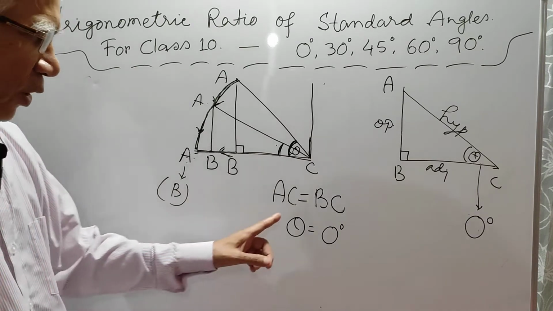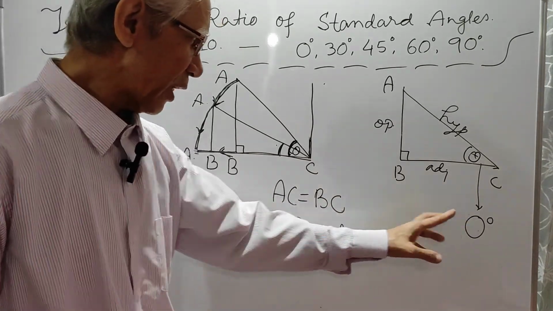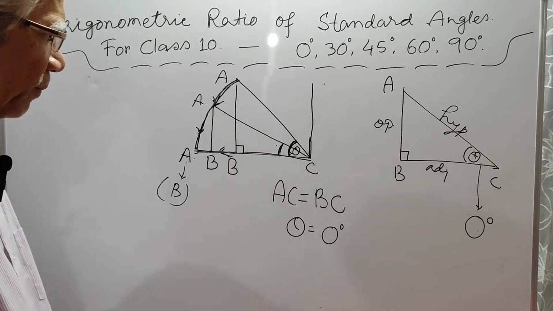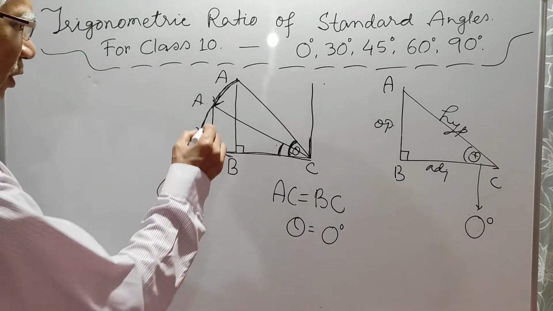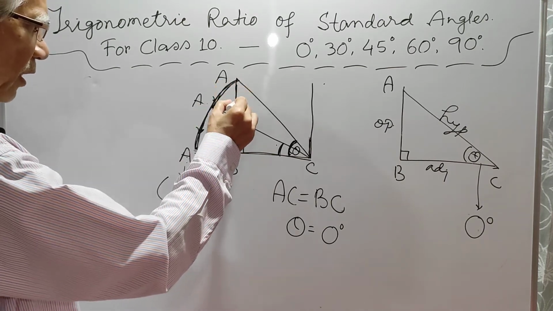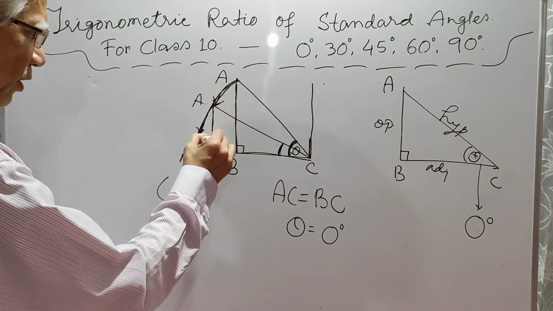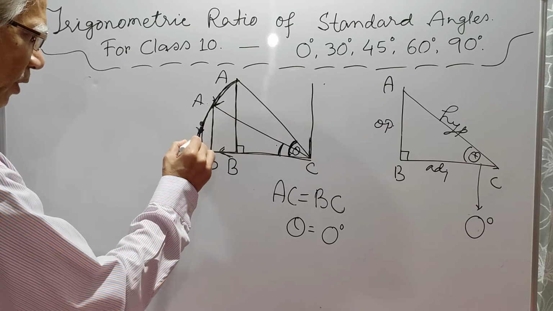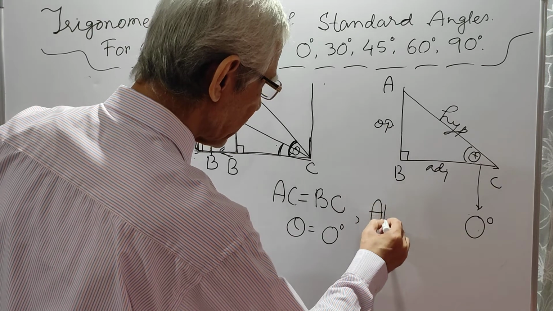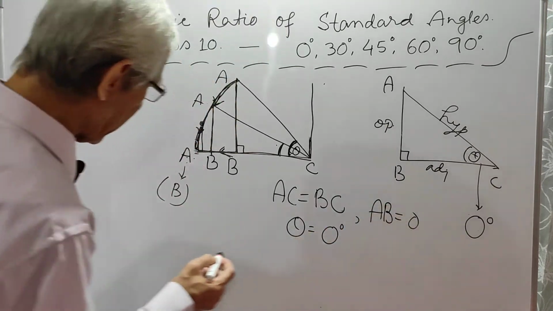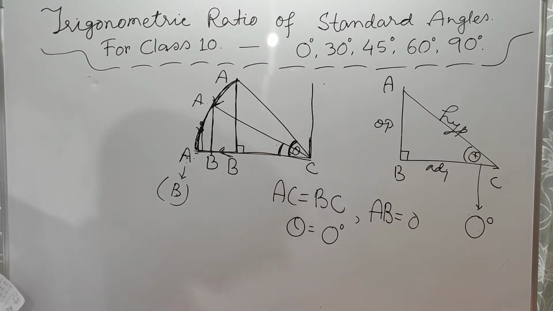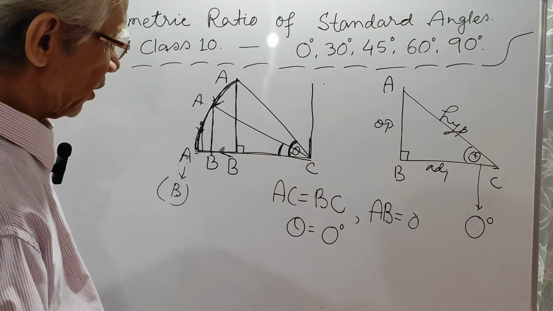Okay, so this angle is 0 degree. AC is equal to BC. And then what about this perpendicular? See, as A is moving this way, this perpendicular AB is decreasing. When A is here, this is AB. Finally, AB has become 0. Why? Because A and B are the same point. If A and B are the same point, what is AB? Obviously 0, isn't it? So you see, this is what happens.